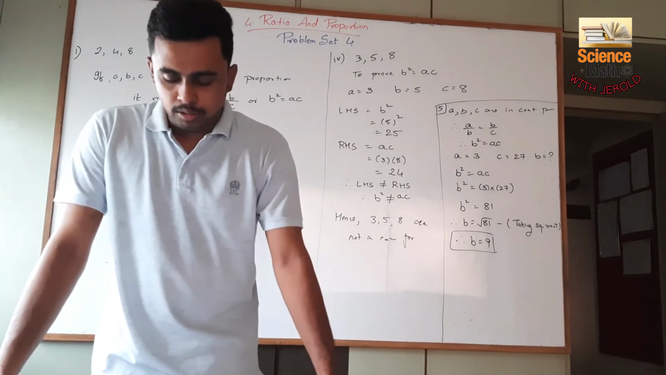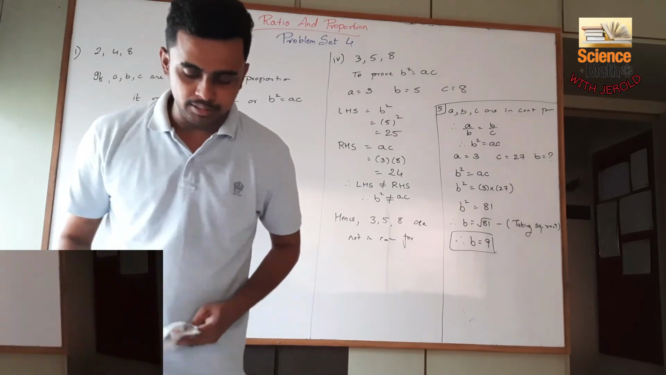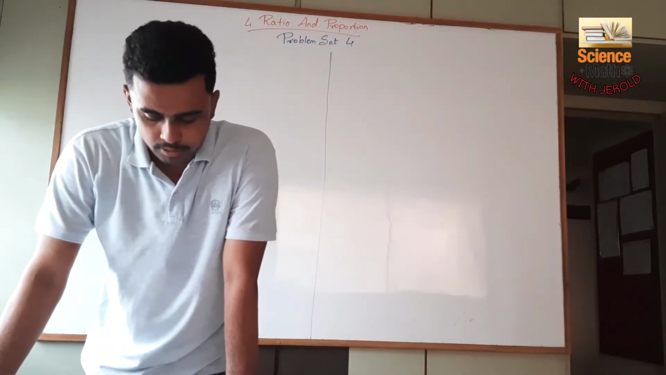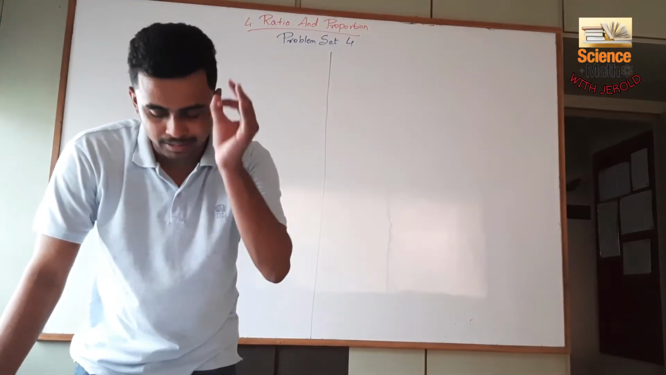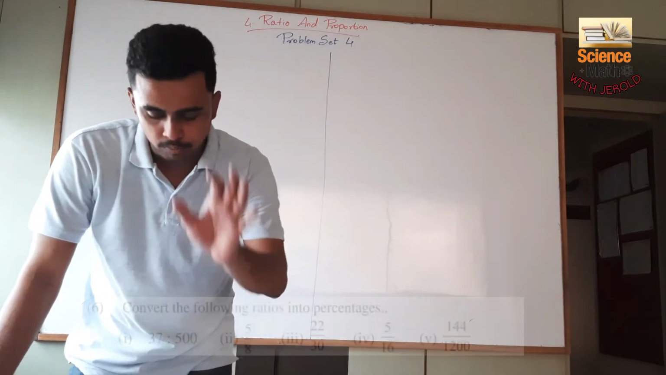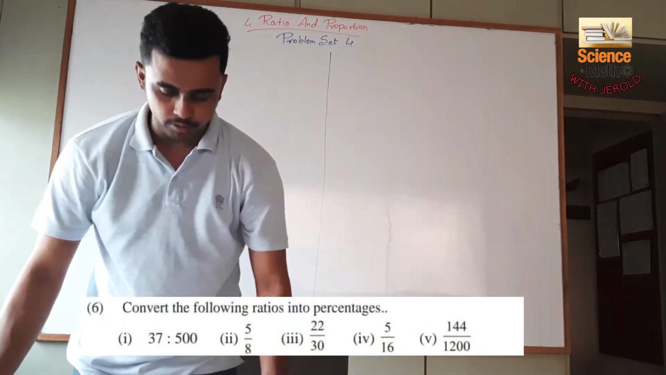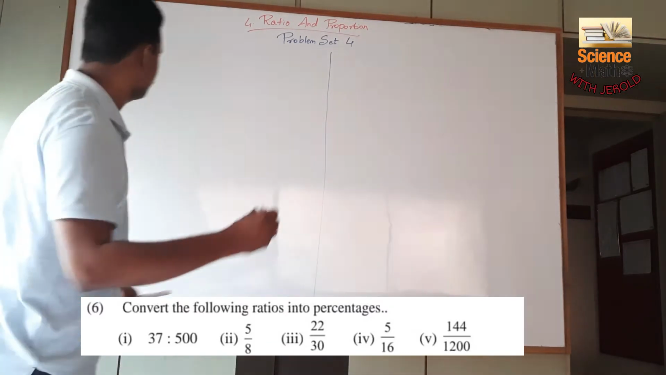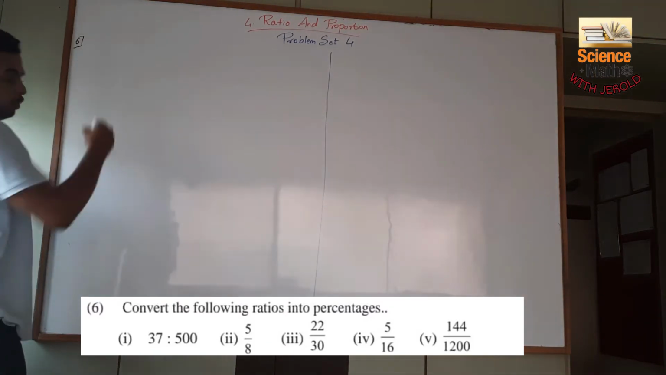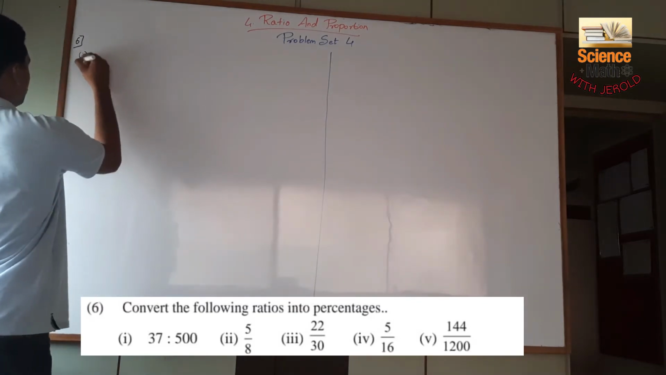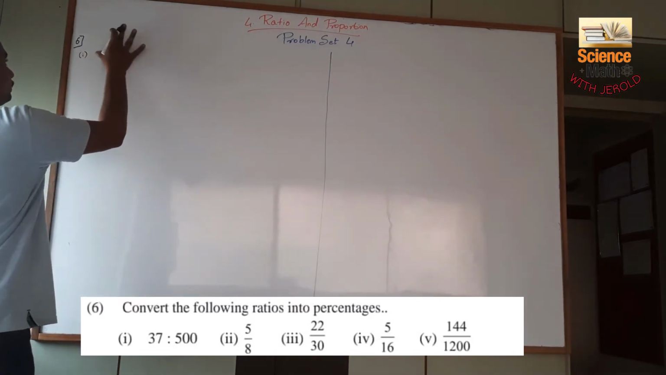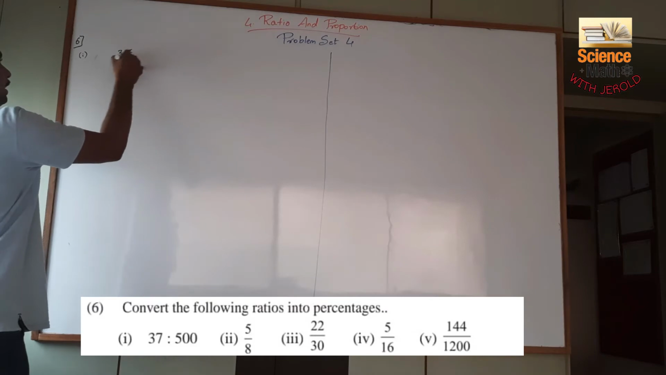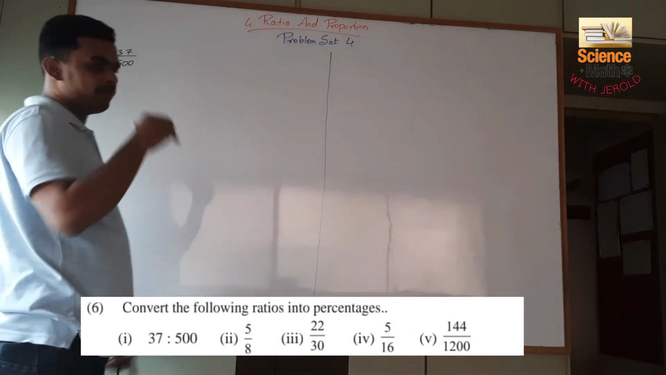Now moving on to question number 6. Let's see. Question number 6: convert the following ratios into percentages. Same sums we have done already, so we'll just take a look at how we are going to do these sums. So question number 6. What do I have for the first sub question? I have 37 divided by 500. This is my first sub question.